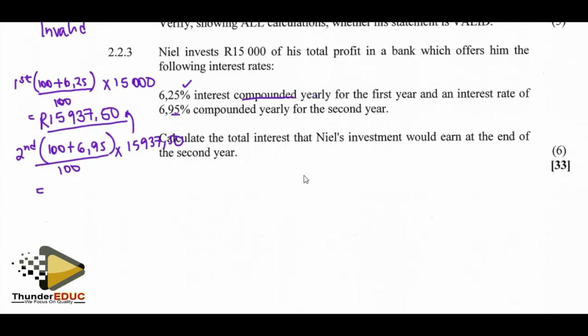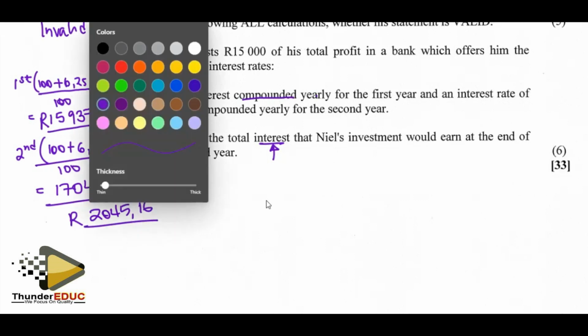So second year, the person gets this much. But this is not the answer. We are looking for the total interest. So the total interest here will be the final money minus the money that was invested, which is 2,045 rands 16 cents.